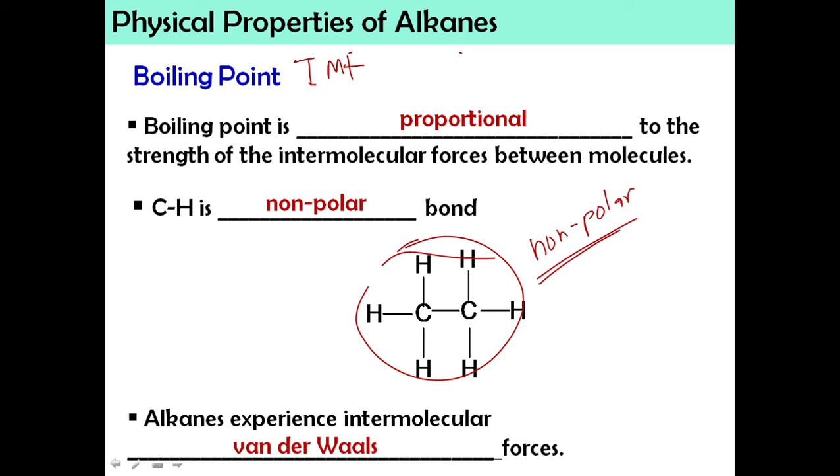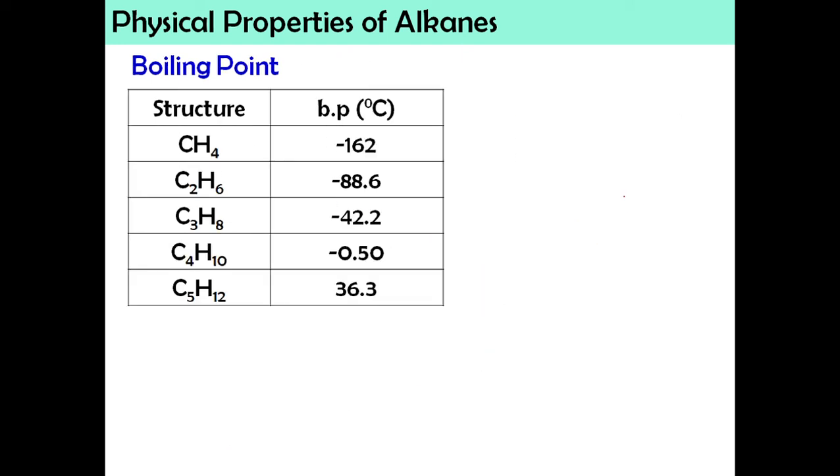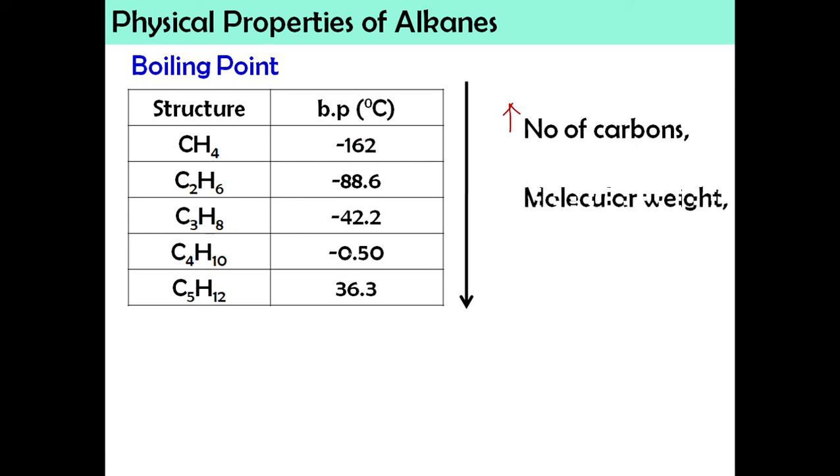Okay, so we need to recall, what are the factors that influence the strength of the van der Waals force? Okay, first we look at this table. Okay, you can see going down, the number of carbon is increased. Okay, when the number of carbon is increased, take note that the boiling point gets higher. So, increased number of carbon, molecular weight. So, if there are more carbons, the compound is heavier. So, when it is heavier, the van der Waals force is stronger. Therefore, boiling point is higher.